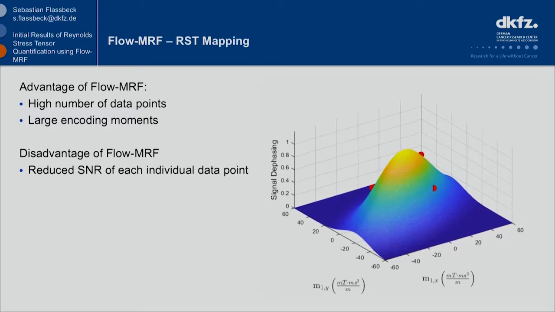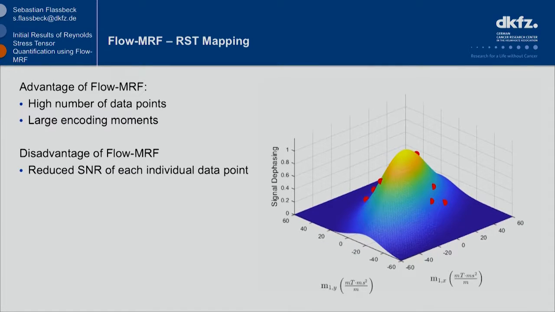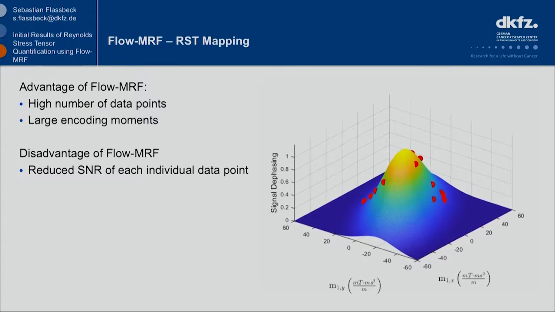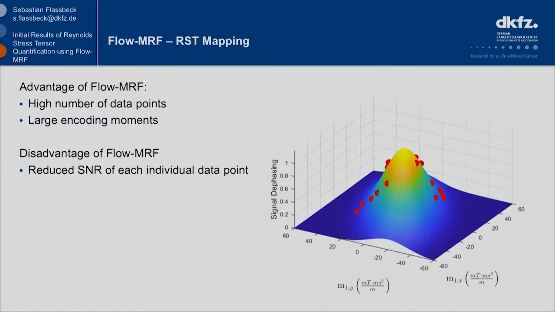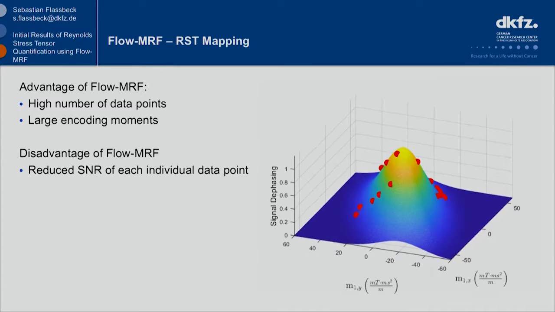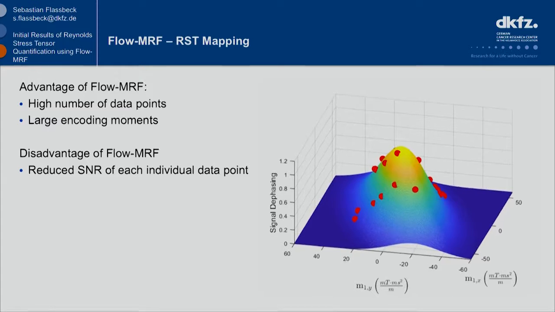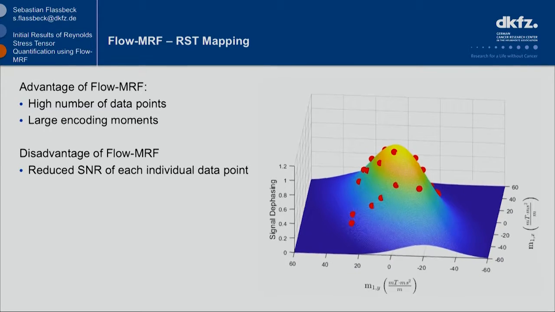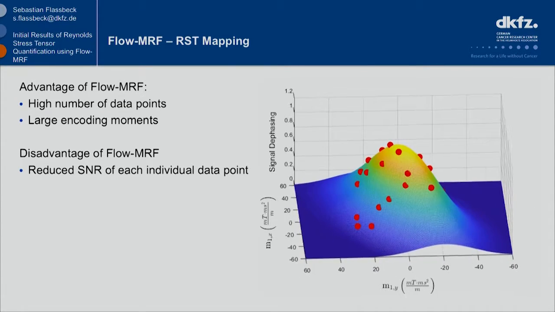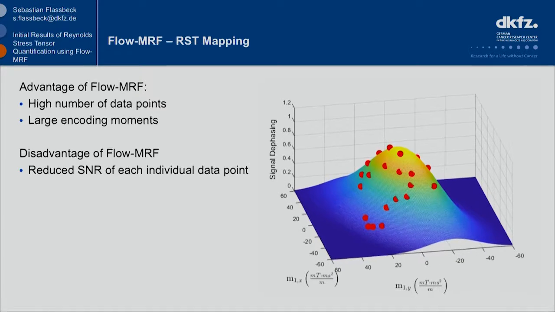Now, what's the advantage of Phloem RF? Well, the advantage is that we have this undersampled time series of data points, meaning that we have much more data points to fit to. Usually, the method by Harrison et al. uses 7 data points, which is the minimum required number to solve this set of equations.